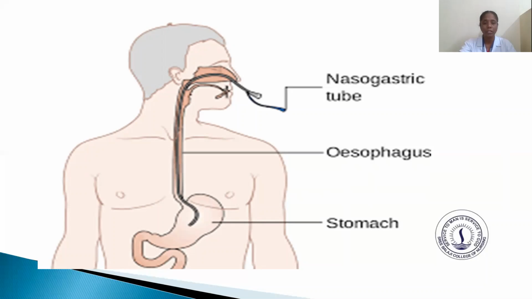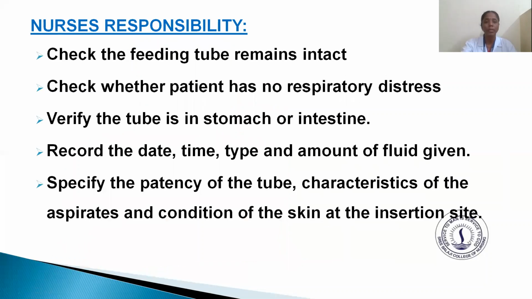Now the nasogastric tube is here. The nasogastric tube enters the esophagus and goes into the stomach. Okay, this is an NG tube. Next, we move to the nurse's responsibility. Check that the feeding tube remains intact. Check whether the patient has no respiratory distress. Verify whether the tube is in the stomach or in the intestine.